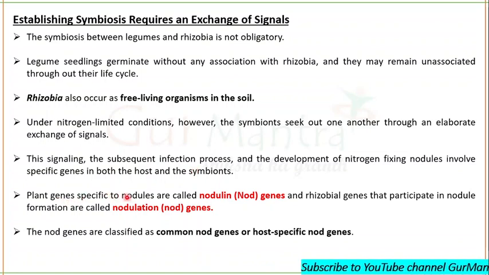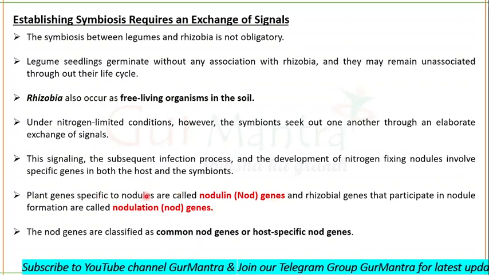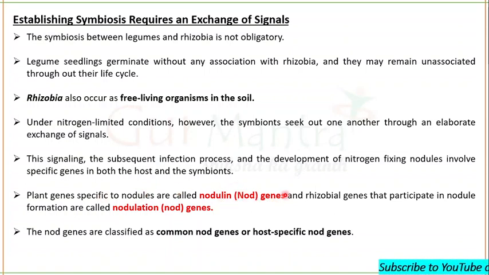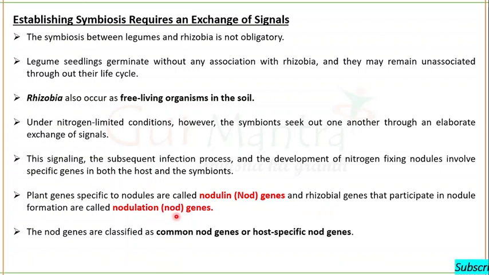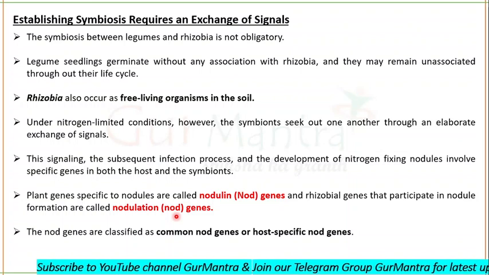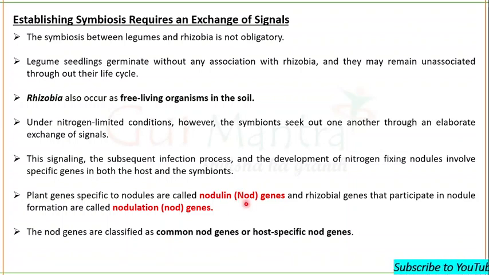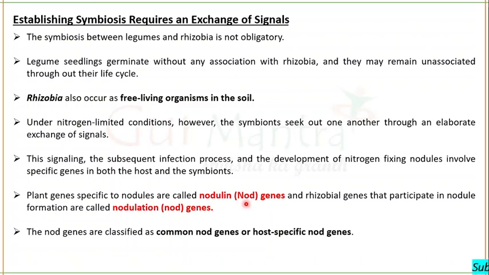In plants, these specific genes are called nodulin or Nod genes. These are actually specific to nodules only. See, N is capital for nodulin genes. And the bacterial genes are known as nodulation genes, and here n is small. So take care while attempting such kind of question. If you have been asked about the plant genes which are specific to nodules, you should write N capital, and the genes are nodulin genes. In rhizobium, the genes are nodulation genes and n is small.